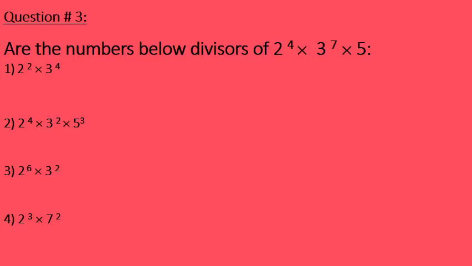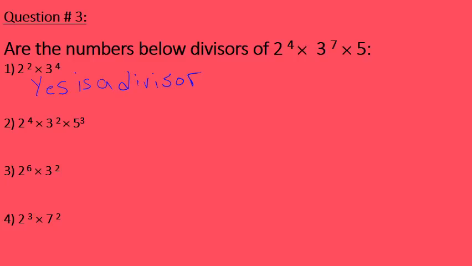The base 3 down is of power 4. The base 3 up is of power 7. So it's less than the above one. Should we have down a base of 5? No. It's not necessary to have a base of 5, okay? So Muhammad, is 2 squared times 3 to the power 4 a divisor of the above? Yes, it is. So the first one, yes, is a divisor.